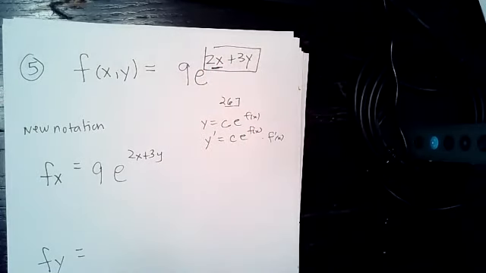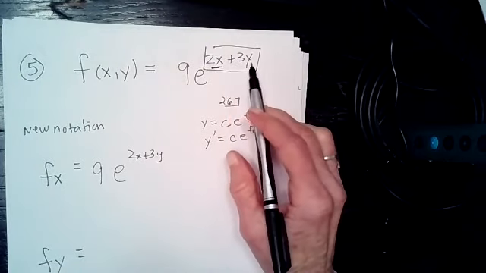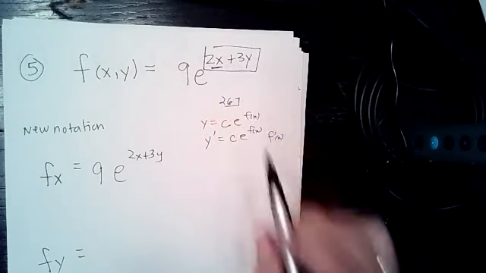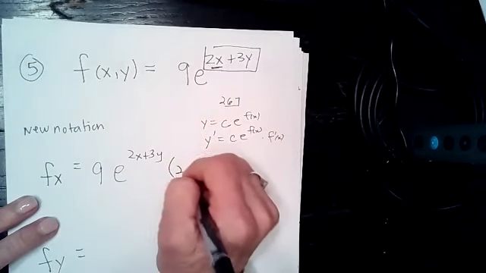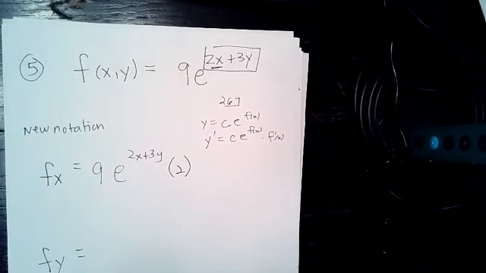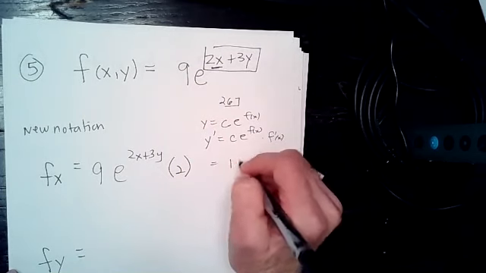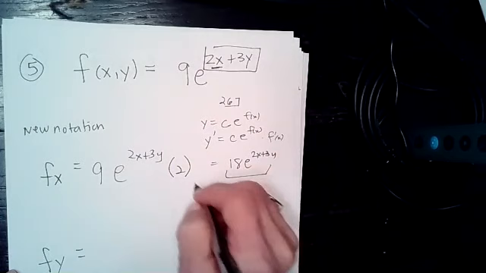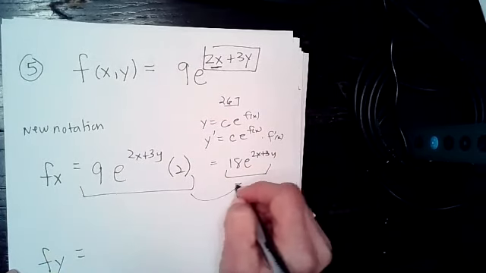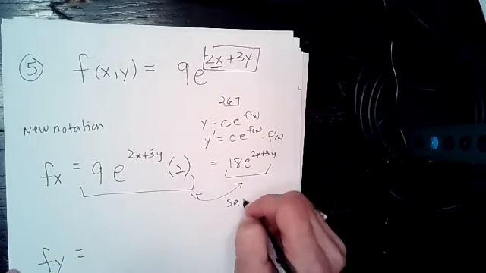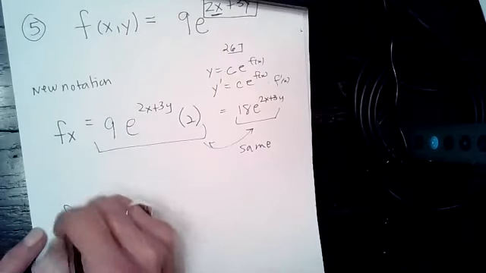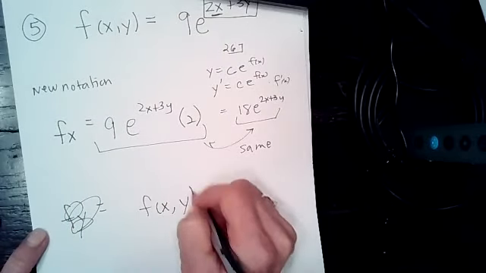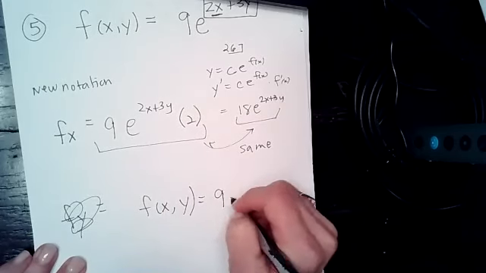Okay, so the derivative of 2x plus 3y with respect to x, the derivative of 3y is 0, so the derivative of 2x is just 2. And if you want to call it 18e to the 2x plus 3y, you can. Either one of these is fine. They're the same, okay? And then let me write the function down again just so it's neater.